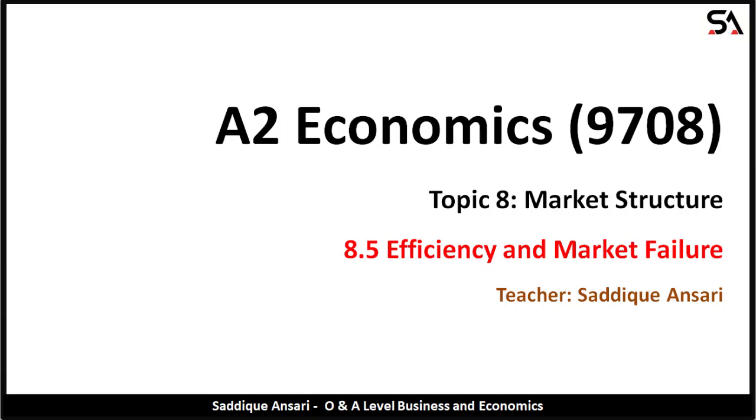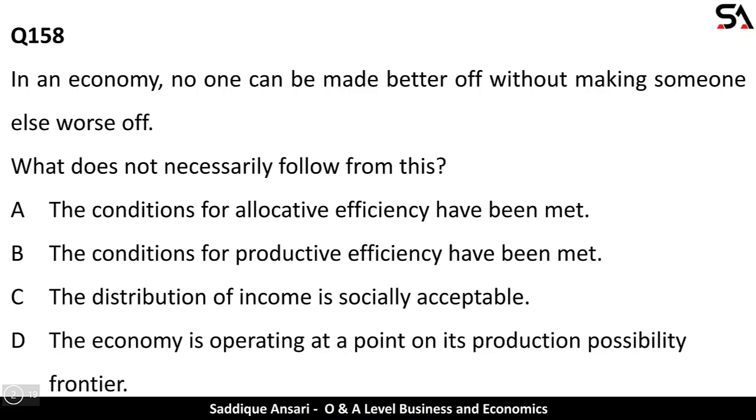These MCQs are taken from a book, 1000 plus MCQs, and the topic is 8.5. The first MCQ is: in an economy, no one can be made better off without making someone else worse off. This is the definition of Pareto optimality. It means the conditions of allocative efficiency have been met, so this cannot be the answer.